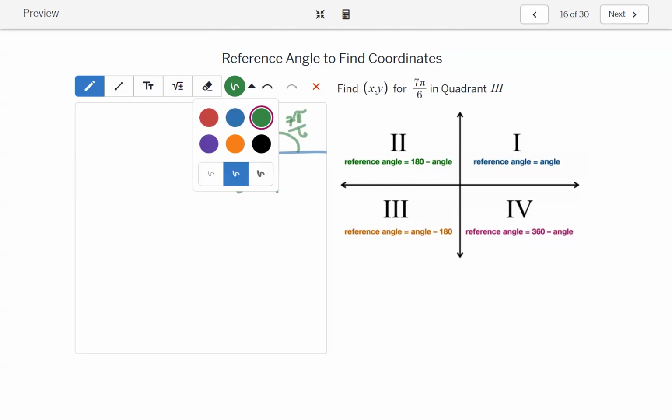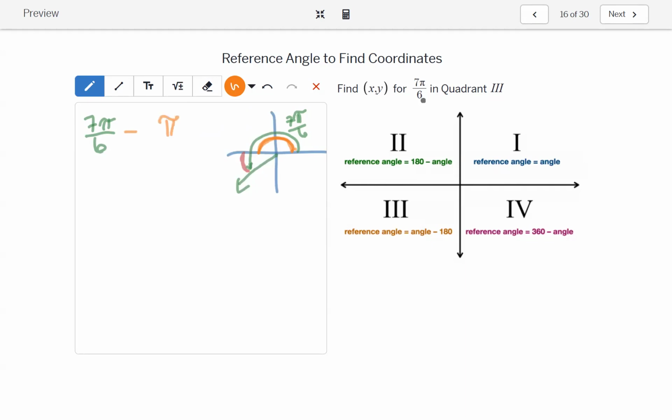Now my reference angle is just the angle between the x-axis and the terminal side, so that little part. So our 7 pi over 6 has an extra pi, and then there's the little reference angle. So if I take 7 pi over 6 and I subtract off pi, I do need a common denominator. So I'm going to sneak in a 6 over 6 there. So 7 pi over 6 minus 6 pi over 6 is a pi over 6. So that is our reference angle.